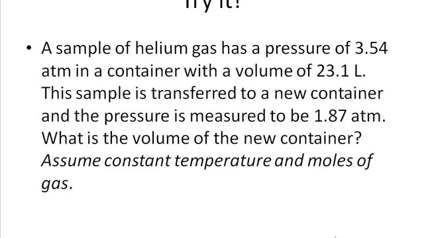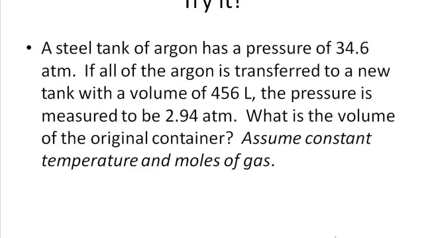So, when you figure out this problem, you get 43.7 liters. Try another example. A steel tank of argon has a pressure of 34.6 atmospheres. If all the argon is transferred to a new tank with a volume of 456 liters, the pressure is measured to be 2.94 atmospheres. What is the volume of the original container? Well, when you plug in those values, you get 38.7 liters.